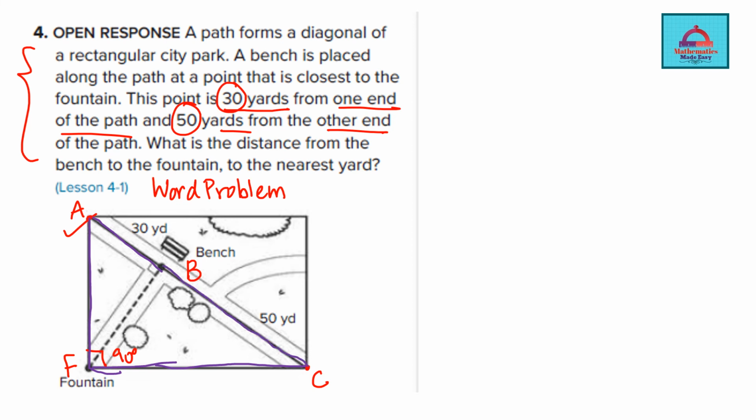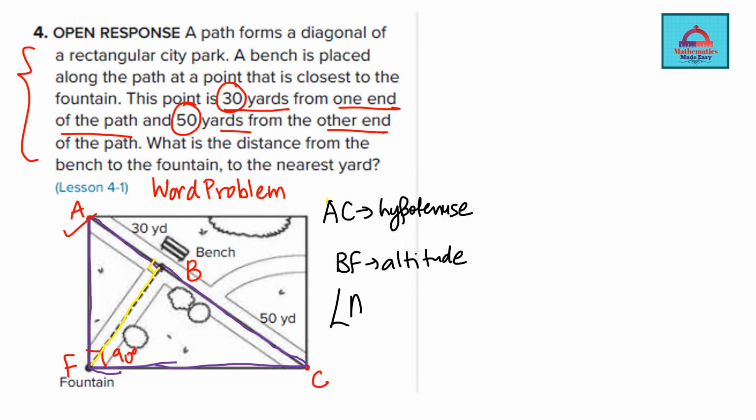Now I'm highlighting the altitude. So from the right angle, you are dropping the altitude to the hypotenuse. So this angle is also 90. So let's write now. AC is the hypotenuse. BF is the altitude. And you can see that angle AFC is 90 degrees. So all the conditions for the geometric mean theorem are true. So definitely we can apply the geometric mean theorem.